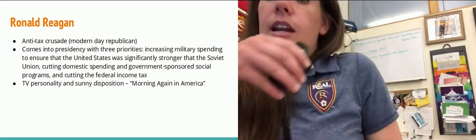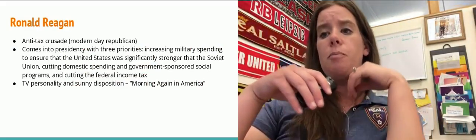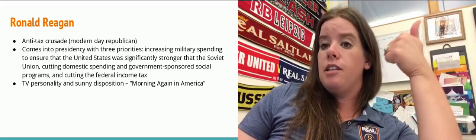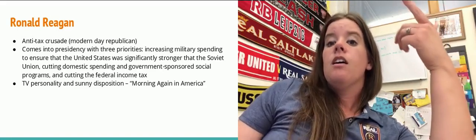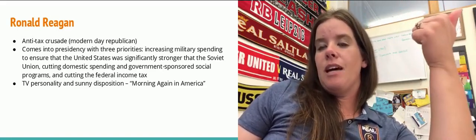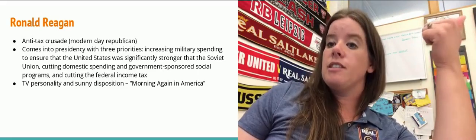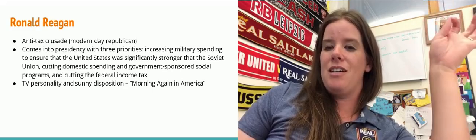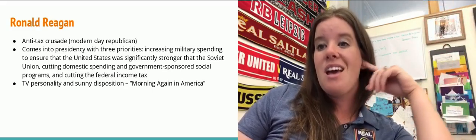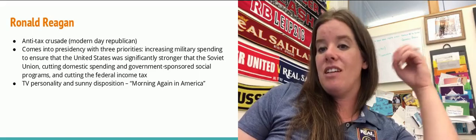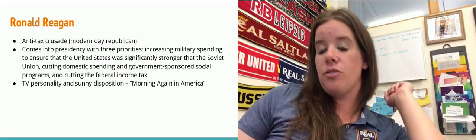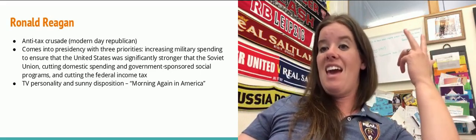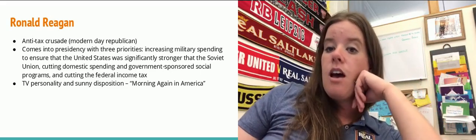So let's talk about Ronald Reagan. He comes into the presidency with three major priorities. Increased military spending, which he succeeds at. Keeping us ahead of the Soviet Union at the same time, which works. Cutting domestic spending, which he does, and government-sponsored social programs are cut as well. And cutting the federal income tax. Basically, he does everything that he wanted to do, and that's what makes him controversial. He did expand the military, he did cut taxes, and he did end a lot of social or domestic programs.